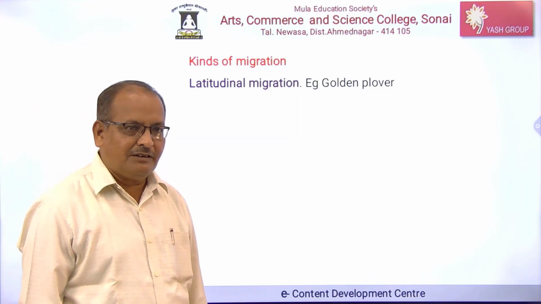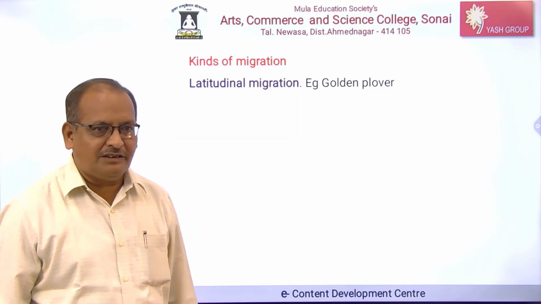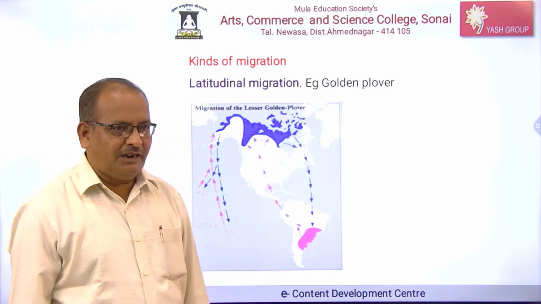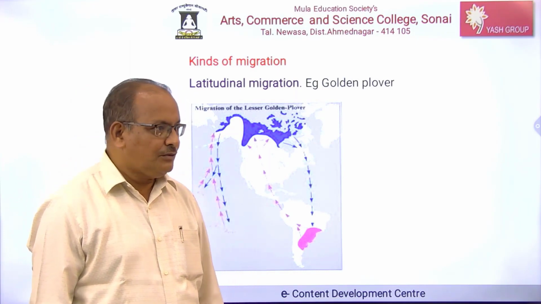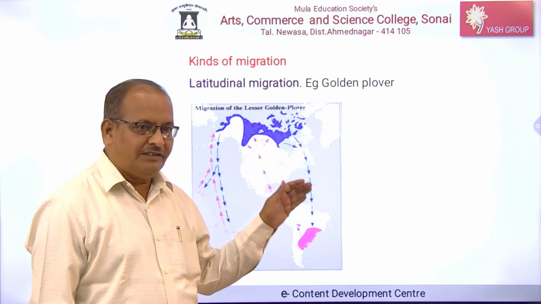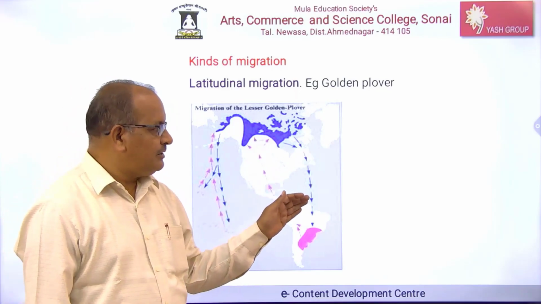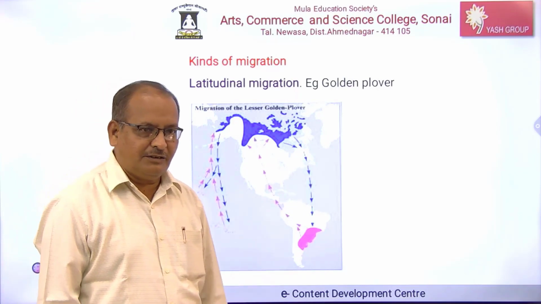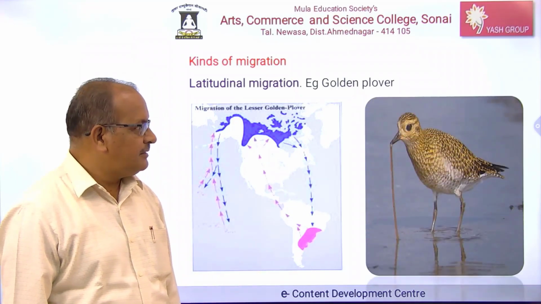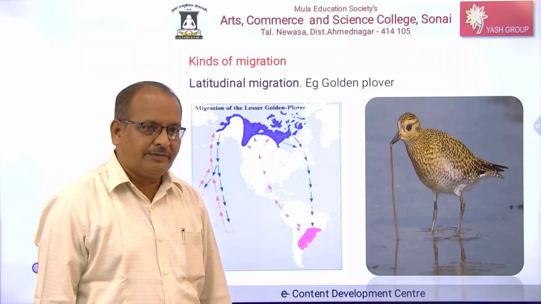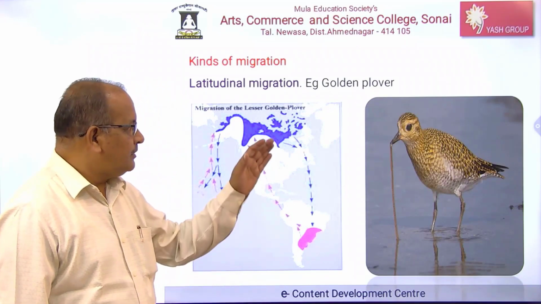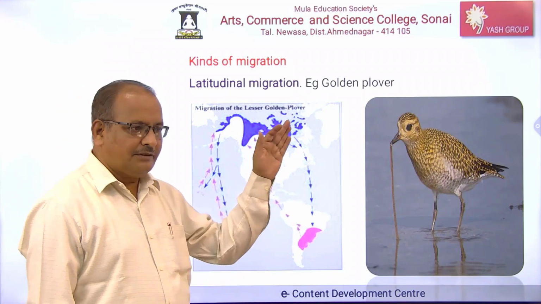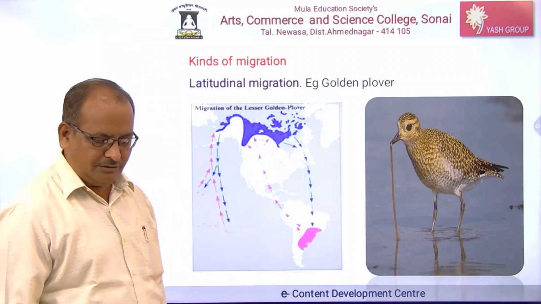The first kind of migration is latitudinal migration, and the example is the golden plover. What is latitudinal migration? It is migration from the northern hemisphere to the southern hemisphere, or vice versa, that is, from the southern hemisphere to the northern hemisphere. The best example is the golden plover, found migrating from North America to South America and again returning from South America to North America.